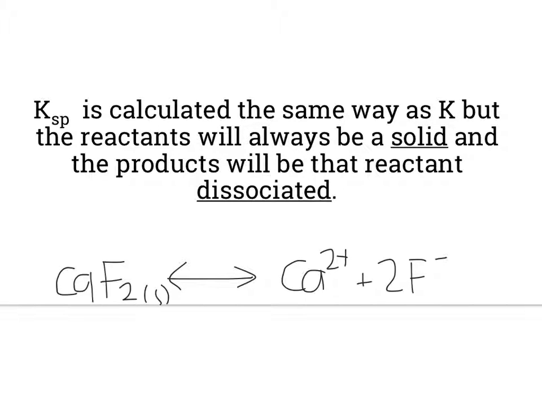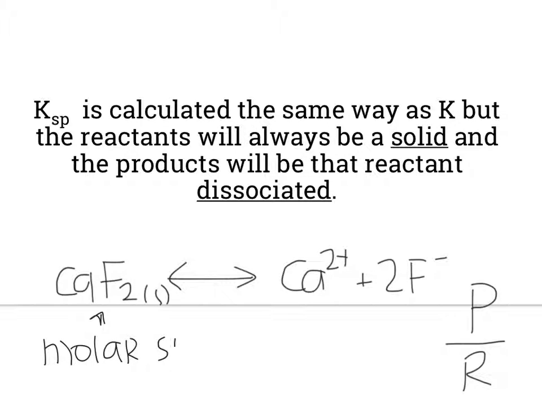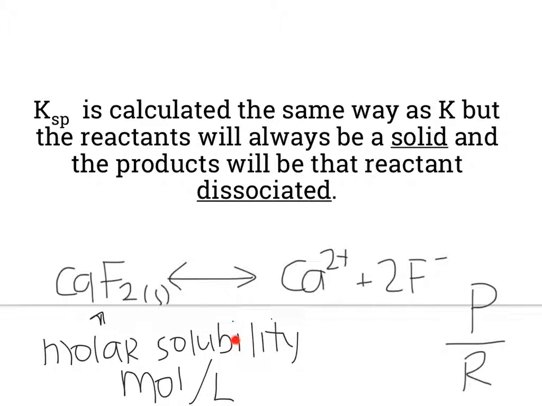So, a couple things to know. The bigger the KSP, the more it can dissolve, because remember, K is products over reactants. So the bigger my value, the more products I'm going to have, which means the more I'll dissolve. We often call the solubility our molar solubility, which is measured in moles per liter. Molarity is basically just molar solubility.